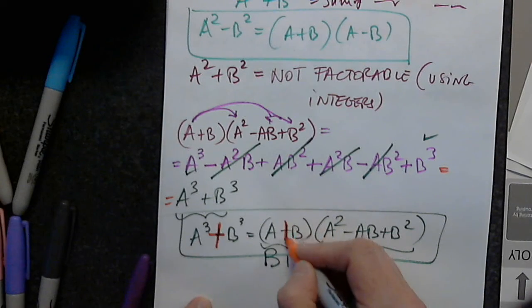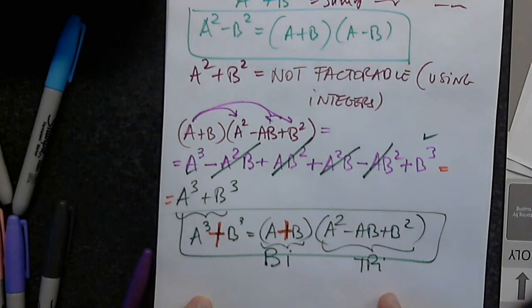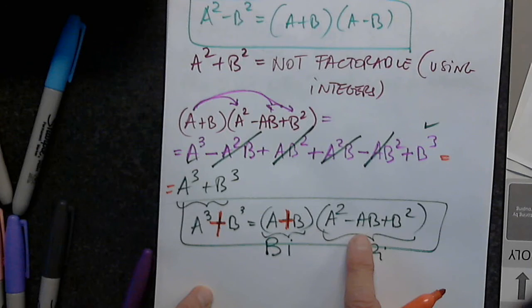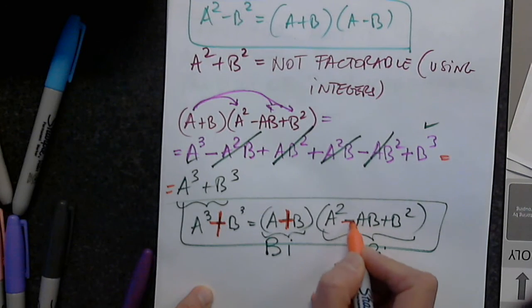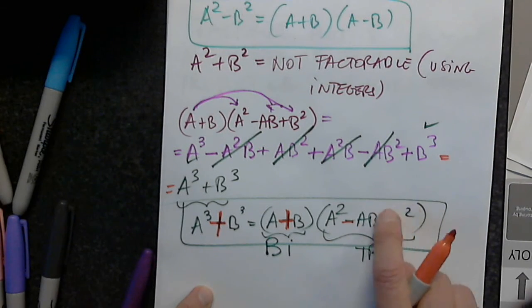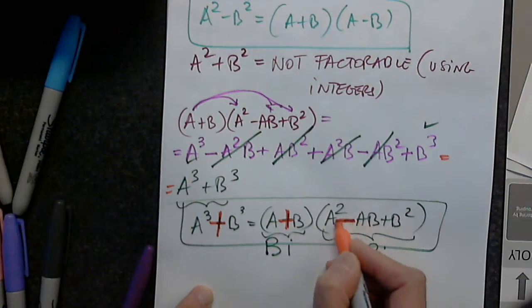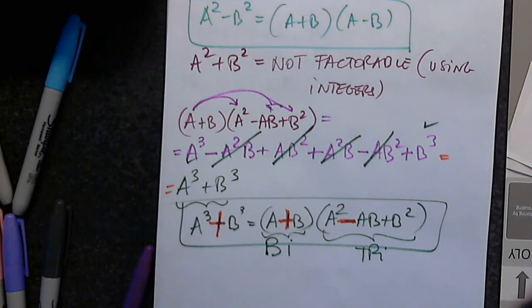Addition sign. And the trinomial in the middle must have subtraction, exactly. We don't ever talk about the last one. The last one is always positive. So remember now that when we factor the sum of cubes, the binomial has the same sign as what I'm factoring, but the trinomial has to have the opposite sign in the middle.